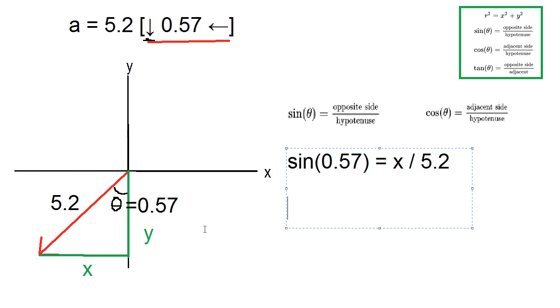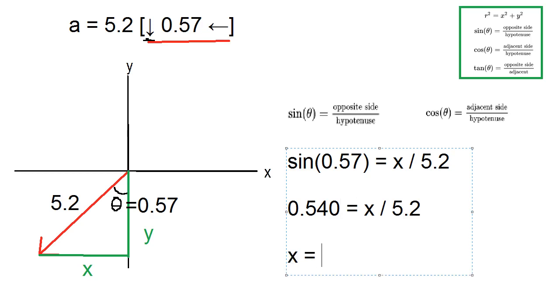Now, if the sine function intimidates you, what I recommend you do is replace it with a number immediately. You can, on your calculator, take the sine of 0.57, make sure that your calculator is in radians, and what you will get is 0.540. The sine of an angle is literally just a number, and this is equal to x divided by 5.2. You can rearrange this and solve very quickly, basically just by doing a little bit of algebra, and you will get x is equal to 2.81.